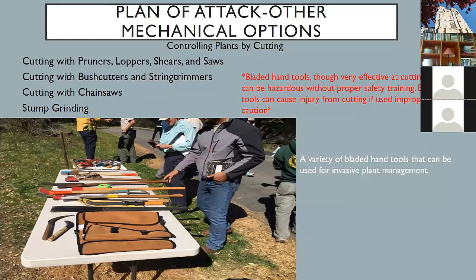Another mechanical option is using pruners, loppers, shears, and saws, bush cutters, string trimmers, chainsaws, or stump grinding. These are techniques designed to remove plant tissue above the ground, which exhausts the plant resources and ultimately prevents the resprouting. And just to highlight, bladed hand tools are very effective at cutting vegetation, but they can also be hazardous without proper training. So make sure you exercise caution if you're going to control plants by cutting with these tools.